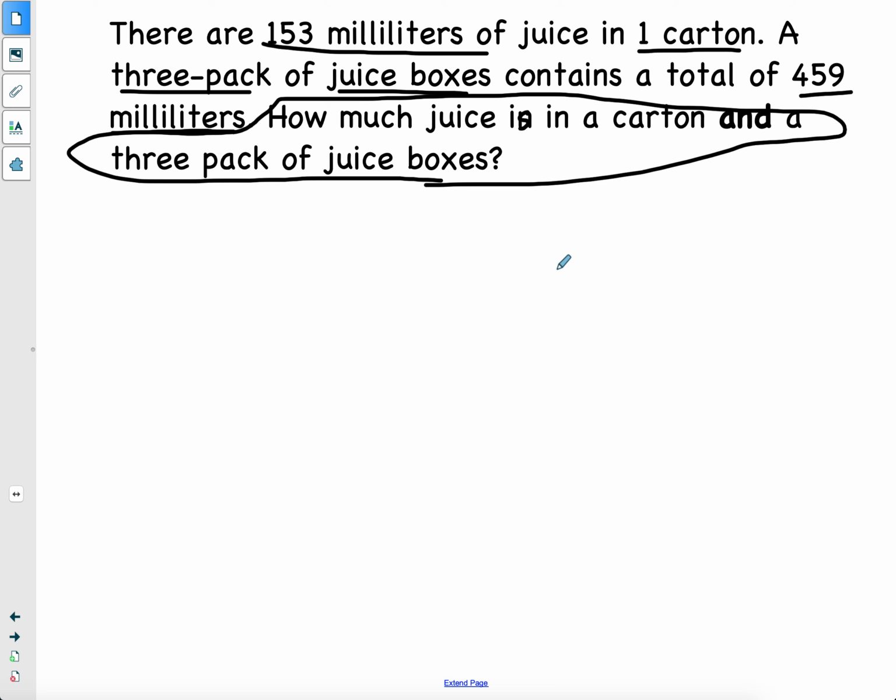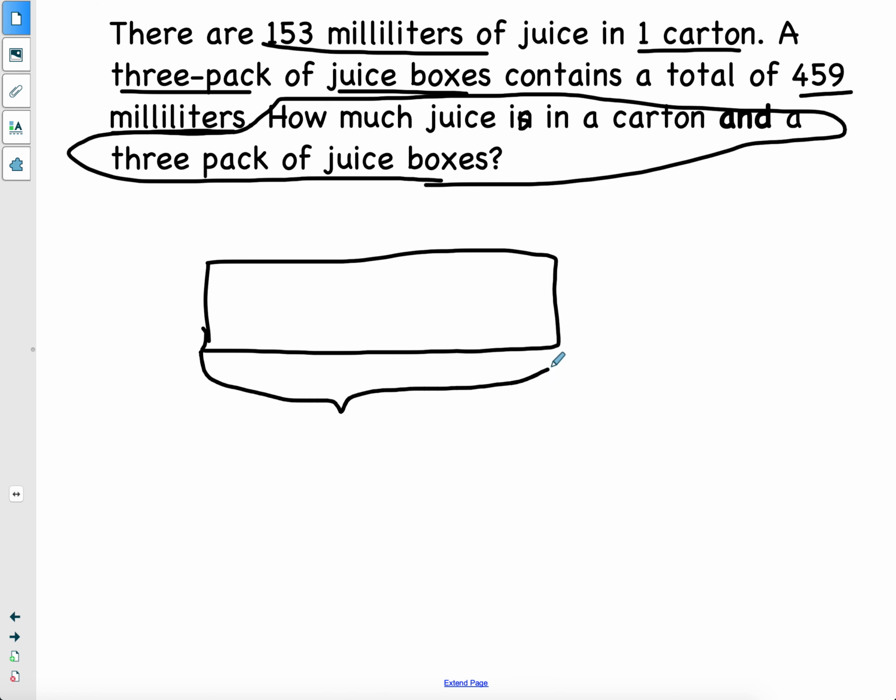Right, so you either said add or subtract, right? So let's see. We need a tape diagram to help you see if you're right or wrong. Well, I know that I want to know how much is in both together, right? That's what I'm trying to figure out. I don't know the total, but I do know that one part is 459.